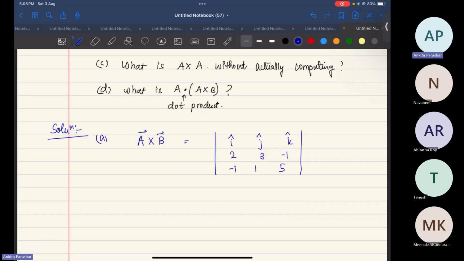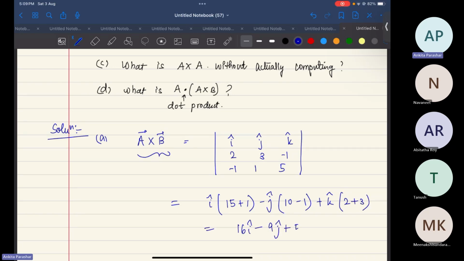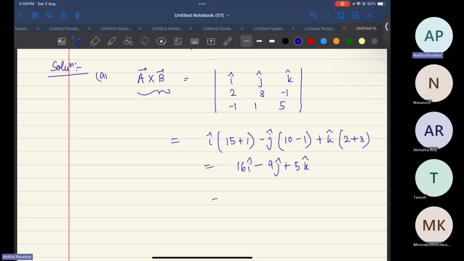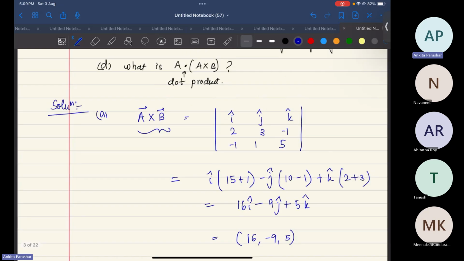So if I want to compute A cross B, then how to compute that? Just the determinant, right? i cap, plus 1 j cap, plus 1, plus k cap 2 plus 3, 6 i cap minus 9 j cap plus 5 k cap. You can coordinate-wise write 16, minus 9, comma 5. So this is how you would do it.